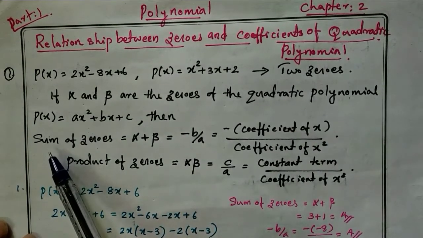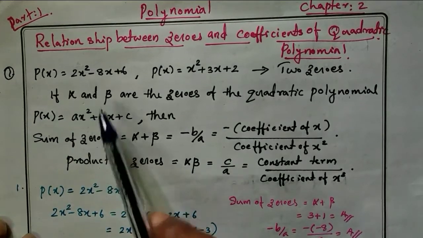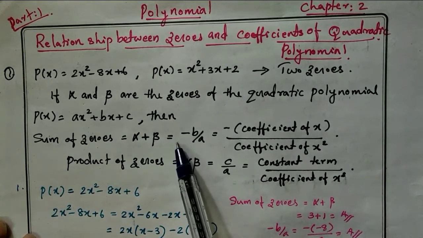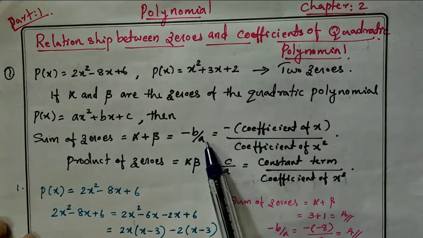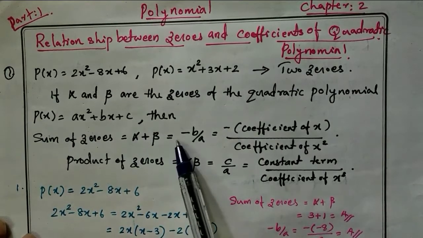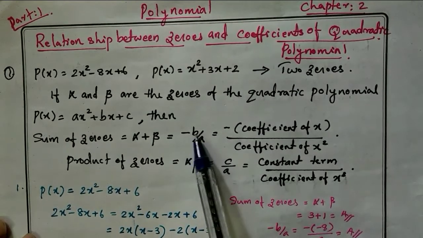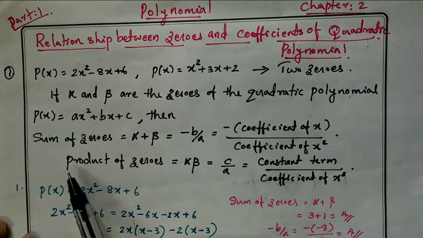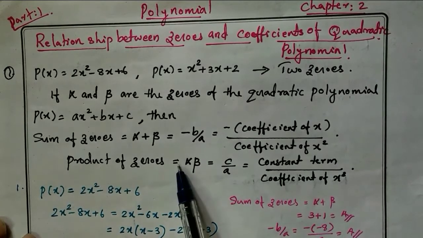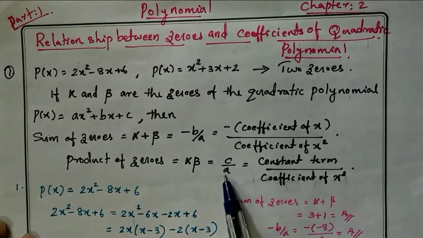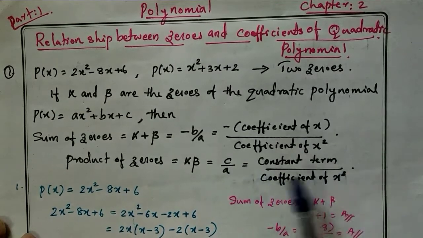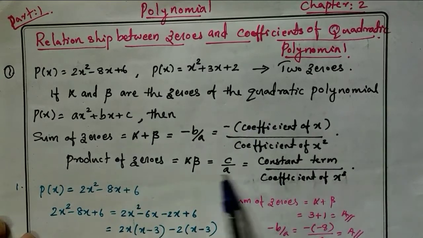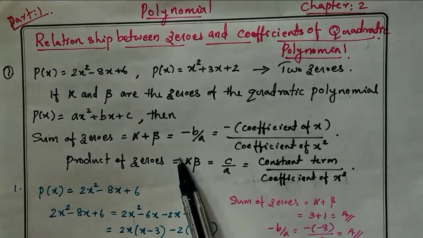What is the relation? Sum of zeros, that is alpha plus beta, is equal to minus b by a. Very important. Alpha plus beta equal to minus b by a, where minus b means minus the coefficient of x, a means coefficient of x square. Next, product of zeros, alpha into beta, is equal to c by a, where c means the constant term and a means the coefficient of x square. So this is the relation between zeros and coefficients of a quadratic polynomial.